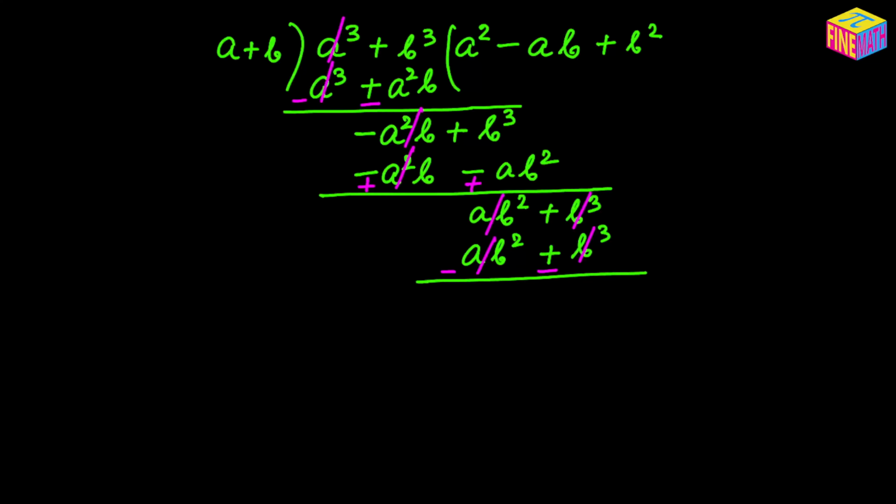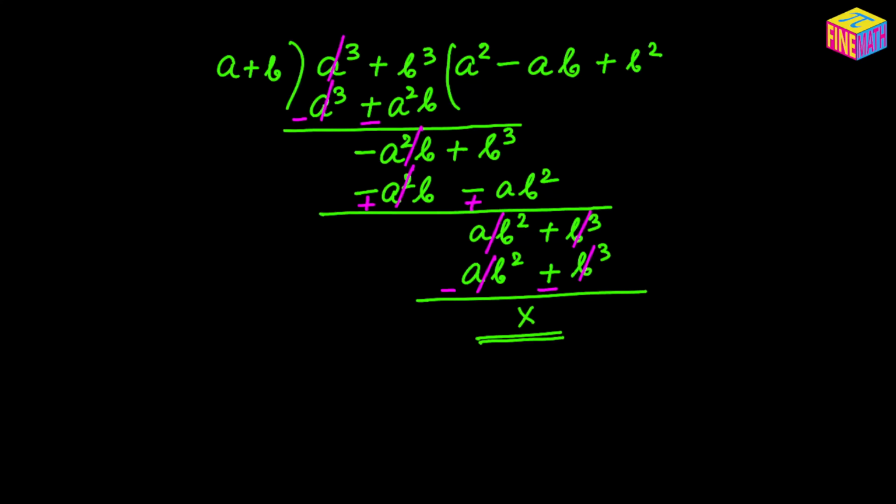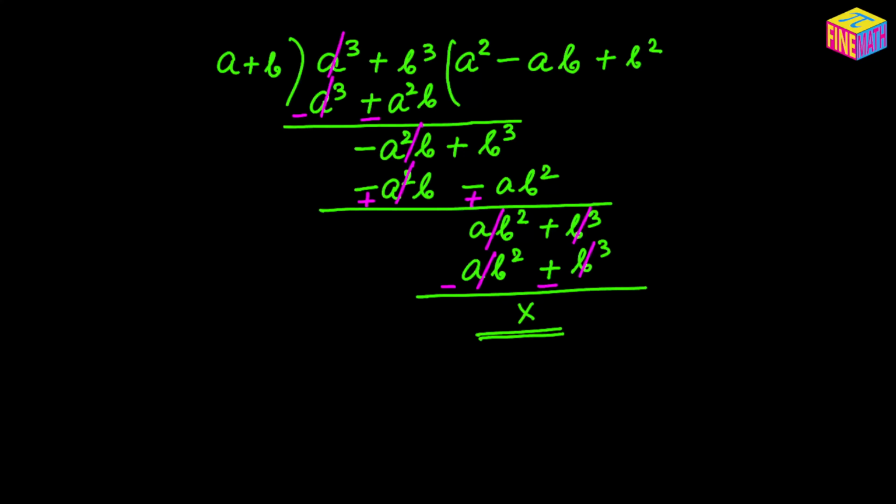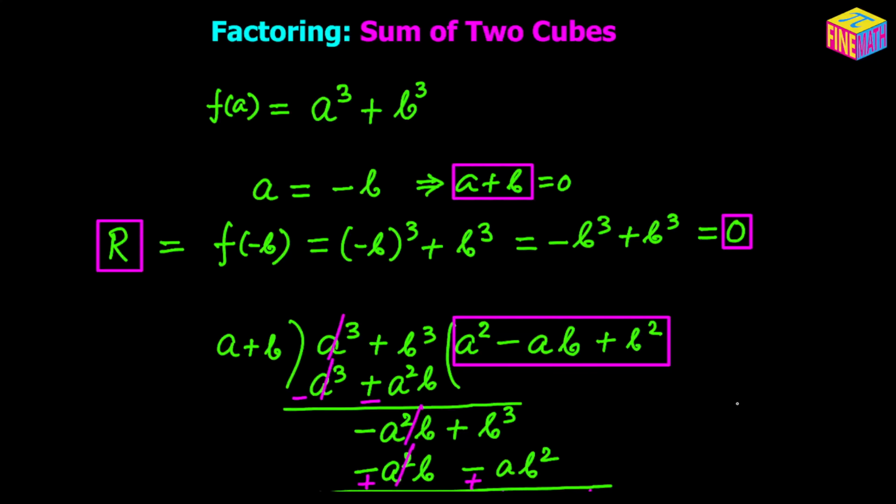So we are going to be left with nothing in the remainder, right? So our division is completed and we see that there is no remainder, and the quotient of this division is actually like this. That's the quotient of the division, which is a squared minus ab plus b squared. So then from here what do we see? Well, we see that if a cubed plus b cubed is divided by a plus b, then we are going to get a quotient of a squared minus ab plus b squared.